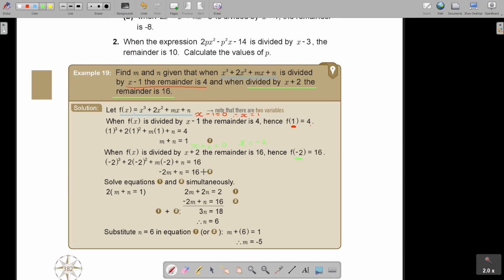And now I'm basically going to solve it simultaneously. If I solve it simultaneously, this is just making one of the terms the same number with different signs. That's why I multiply with 2. I get 6, and then I just substitute. Very, very easy, but you can go and refresh your memory. Let's go back to the question paper.